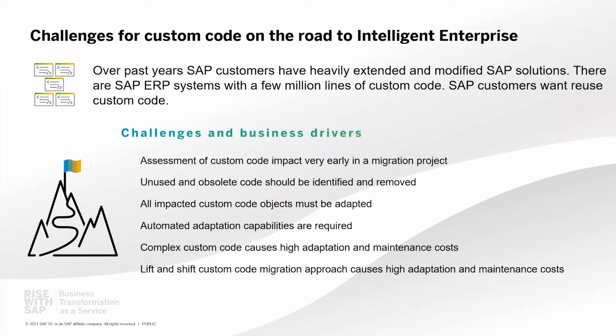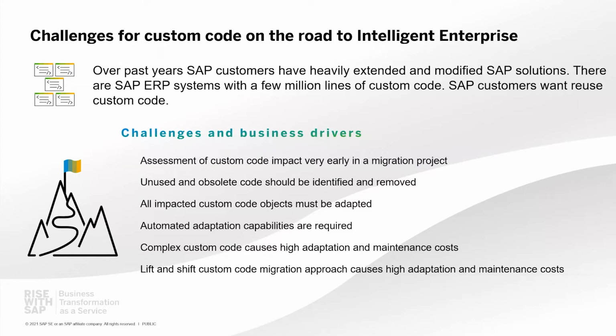Over the past years, SAP customers have heavily extended and modified SAP solutions, and there are SAP ERP systems with a few million lines of custom code. During a system conversion to SAP S/4HANA or custom code migration to SAP BTP, customers need to define the scope of custom code for migration and also adapt it for SAP S/4HANA or SAP BTP accordingly. Thereby, you as customers face the following challenges.